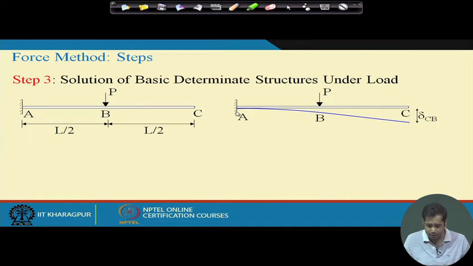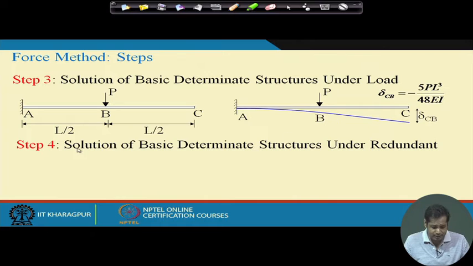Suppose under this load the beam deflects like this, and at point C, suppose it is delta CB. Please note the notation that we are using here. Delta CB means it is deflection at point C due to the load applied at point B. Okay. Now, then step 4 is, so this we already have seen in the last class that this delta CB is equal to this value. Okay. Now, this again depends on your sign convention, whether you take negative or positive.